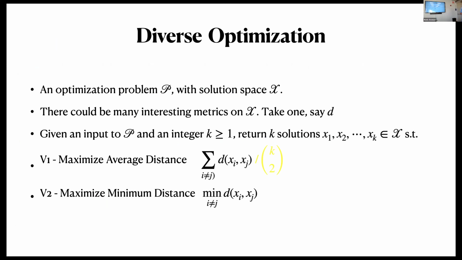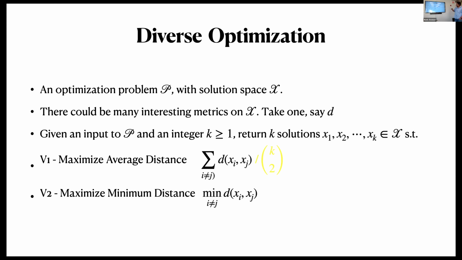All right. So the problem belongs to a new class of optimization problem, which we call diverse optimization. In classical optimization, you have some problem P, and it has some solution space X. And you want to just output the best solution from this space of possible solutions. In this diverse version, what you want to output is many different looking solutions to the same optimization problem.